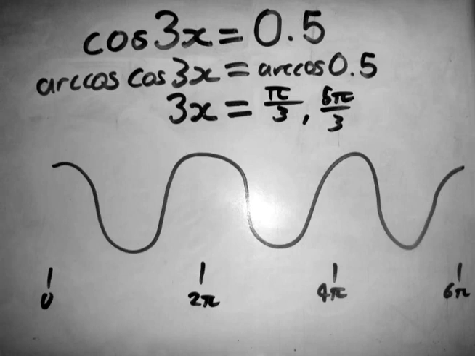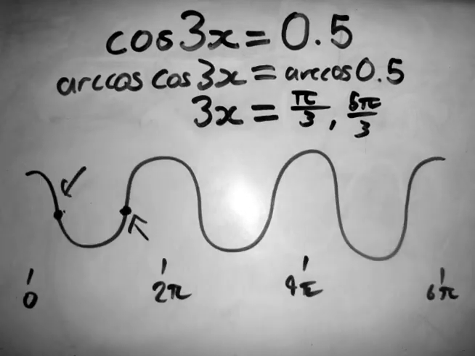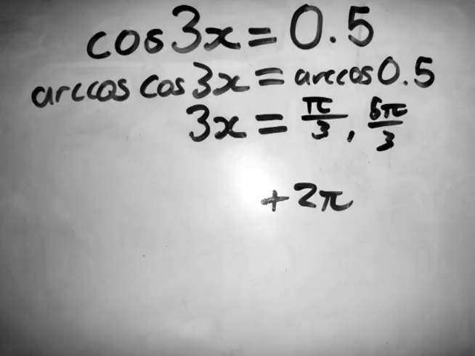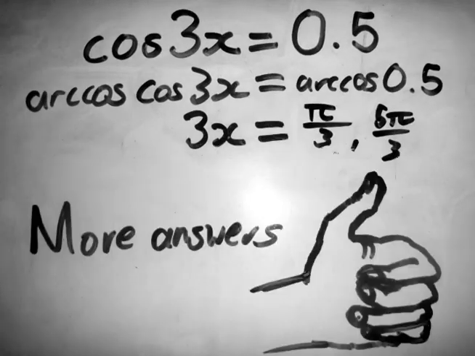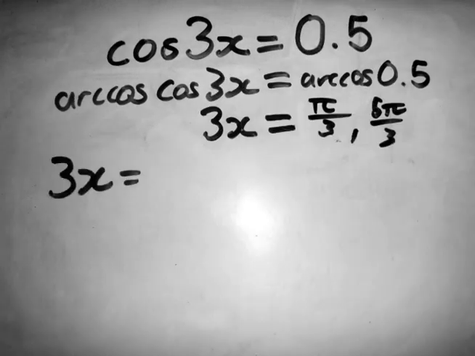Because of this, we need to look at 3 rotations instead of 1, because dividing by 3 will make it fit between 0 and 2 pi. So if we have answers here and here, then we can also have answers here and over here, as they all have the same y value, which is what we want. So we can add 2 pi to these answers twice! Then we get more answers. So, now adding 2 pi to these, or 6 pi over 3. So now 3x equals all of these.